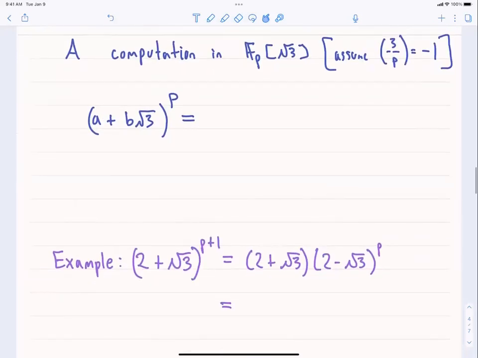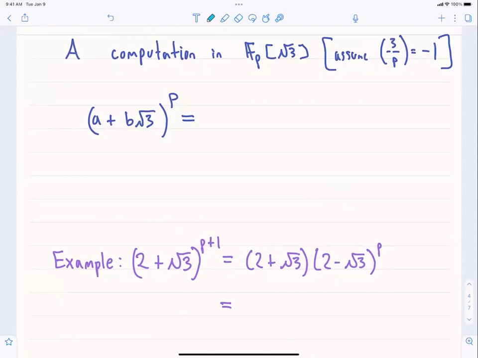We're going to need a computation. So let's forget for now about p being a Mersenne prime. I just want to do a general computation in F_p adjoin square root of 3, where I'm assuming that this is a field, i.e. that 3 is not a square modulo p. So in particular, this will apply for p a Mersenne prime.